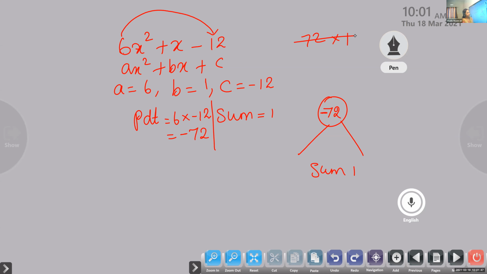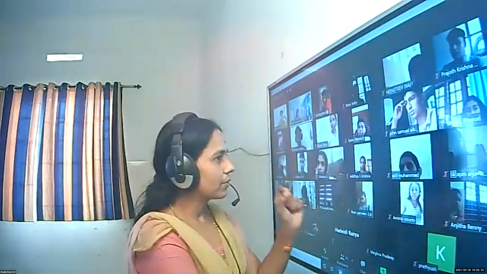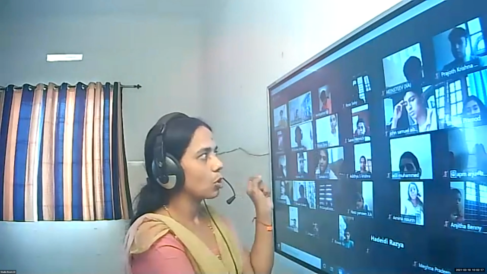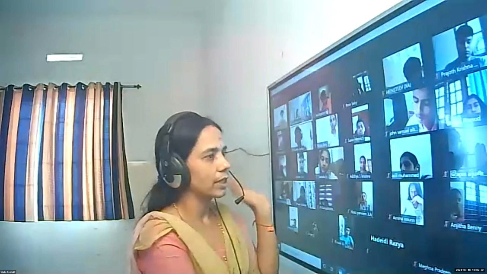Aditya, find two numbers whose product gives 72. 8 into 9. Very good. 9 8s are 72. Okay, children, this model is very important. We will be getting 3 more questions in this model, finding the zeros and relationship. That is an important one.